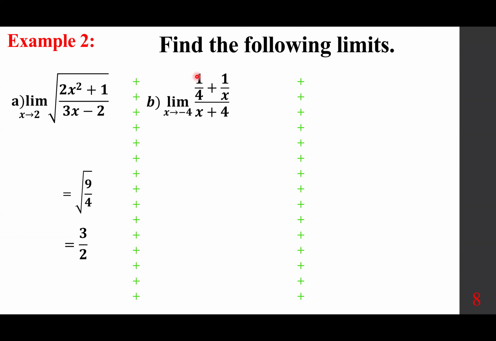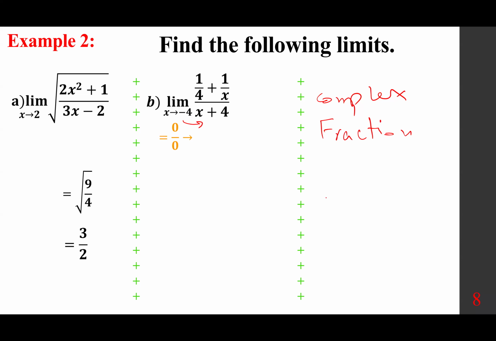Part B, the limit of 1 over 4 plus 1 over x plus 4 as x approaches minus 4. So we are dealing with a complex fraction. If we plug in negative 4, I hope you see the denominator is 0. This is 1/4 plus 1 over negative 4. That is also 0. So you get 0 over 0. So you have a complex fraction. When you plug in, you get 0 over 0. 0 over 0 is indeterminate, which means more work.